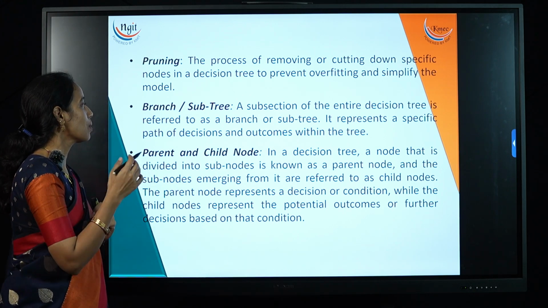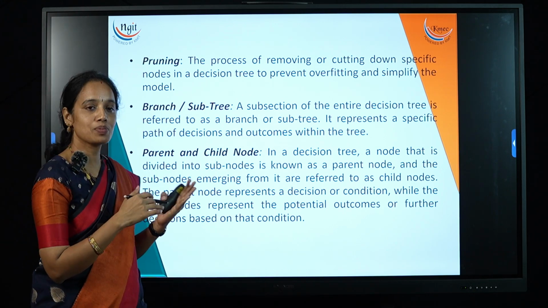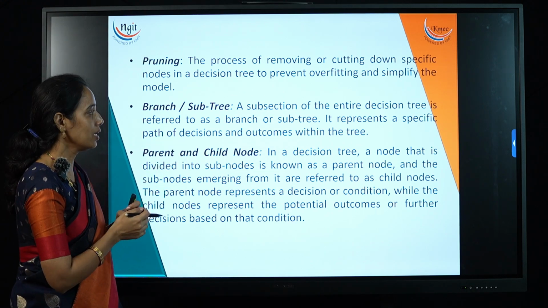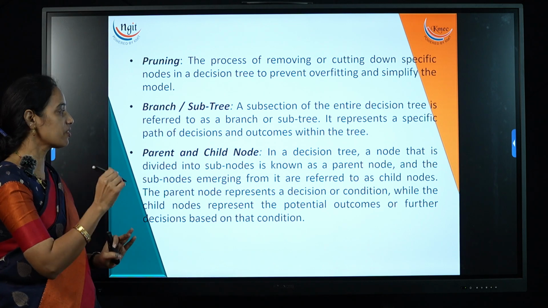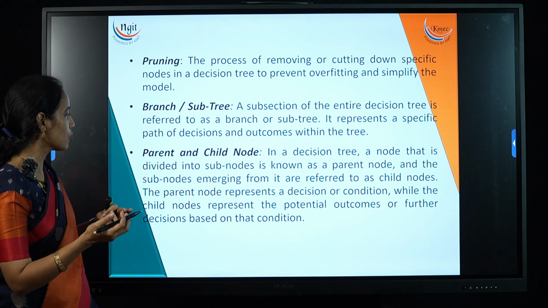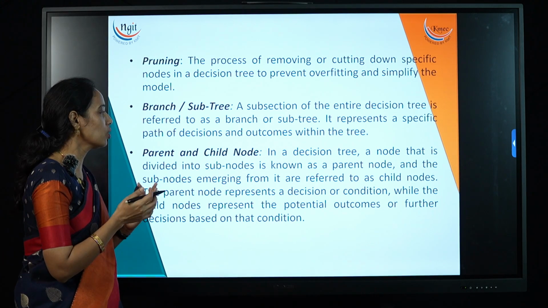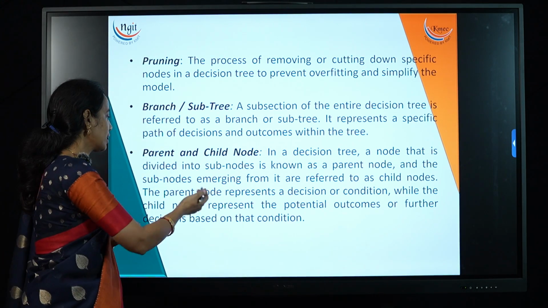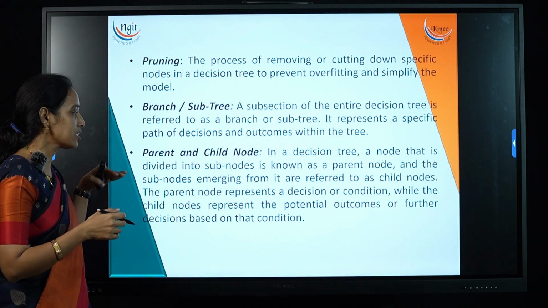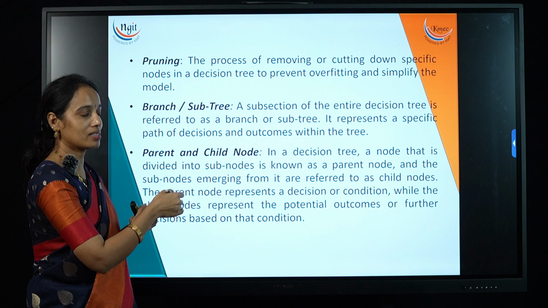Then the next one is the branch or subtree. A subsection of the entire decision tree is referred to as a branch or subtree, and especially it represents a specific path of decisions and outcomes within the tree. The next one is the parent and child node. In a decision tree, a node that is divided into sub nodes is generally called a parent node, and the sub nodes emerging from it are referred to as child nodes.